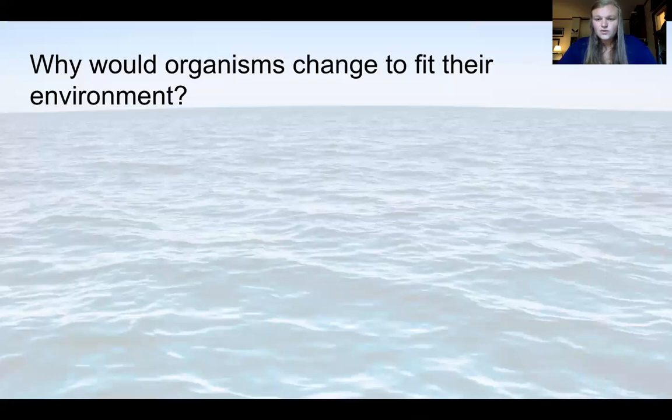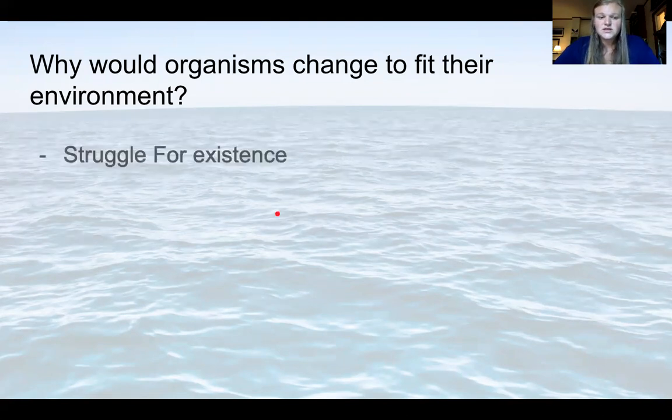And so we know that organisms change. We know that maybe it has something to do with their environment because of analogous structures. And so now the question is why and how would organisms change to fit their environment? The first thing we think about is that there must be a struggle for existence. It must be hard to exist, or else it wouldn't really matter what an organism looked like, what structures they had. So there must be some kind of struggle for existence.